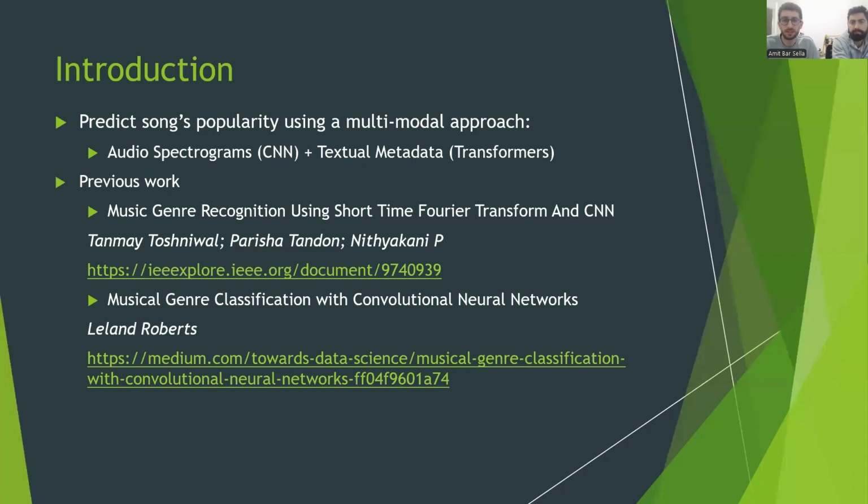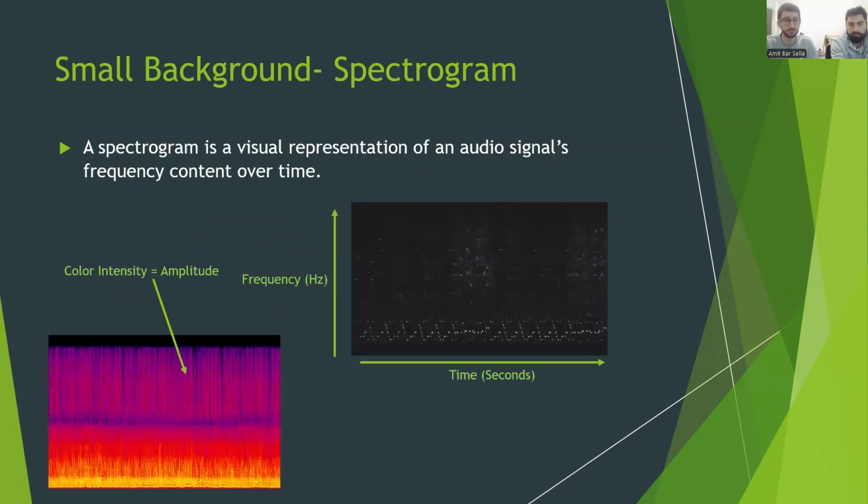We feed the spectrograms into a CNN to capture acoustic patterns, while textual data such as artist name, song title, and release date go into the transformer model. This is inspired by previous research on music genre classification using CNN and other techniques. Our unique twist is to target popularity, which can be seen as a regression, instead of a classification.